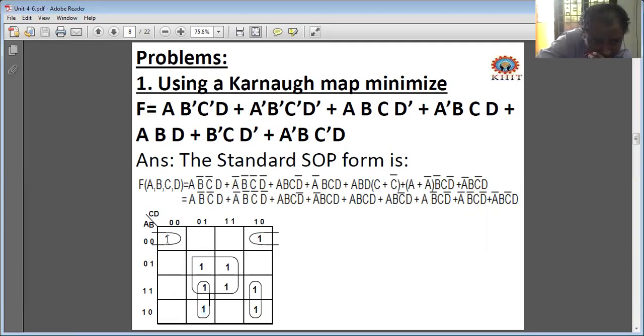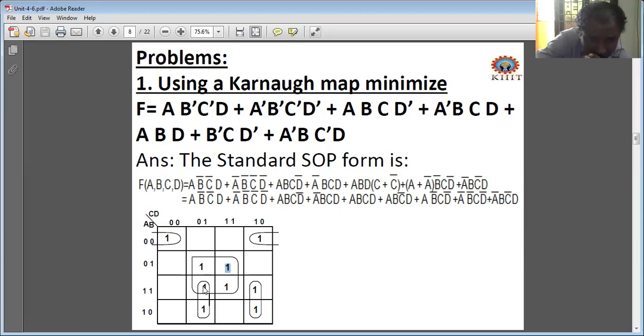Okay, second term. Now the third one, A, B, C, D bar. A, B, then C, D bar. C, D bar means this one, next this one, next this term. Next, A bar, B, C, D, this one. Then A, B, C bar, D, then this one.